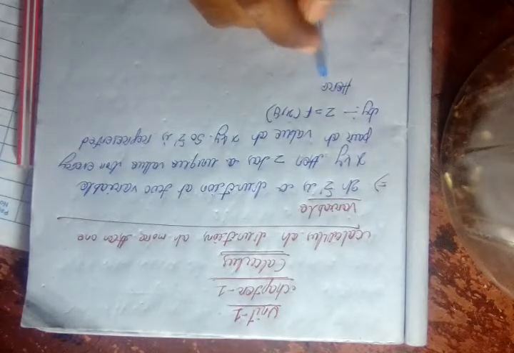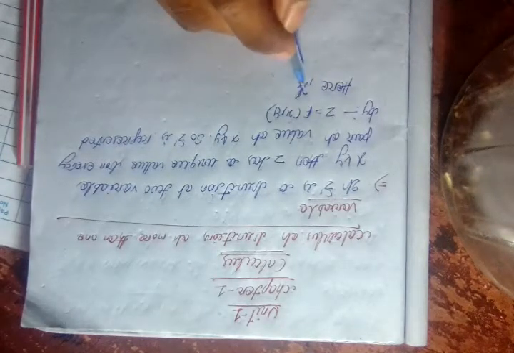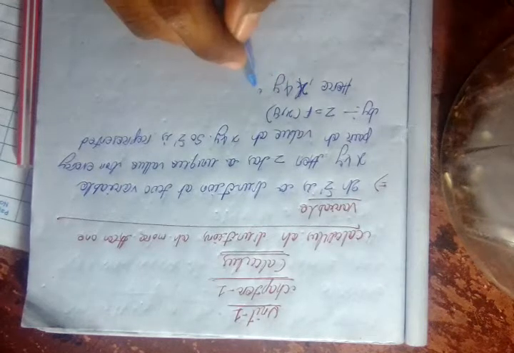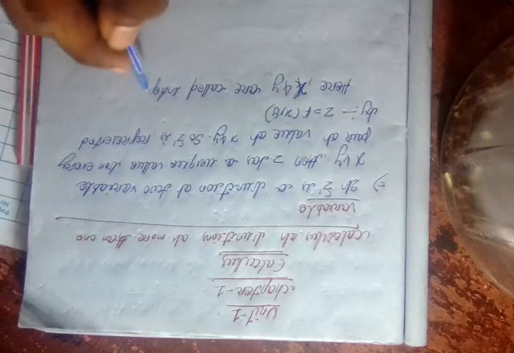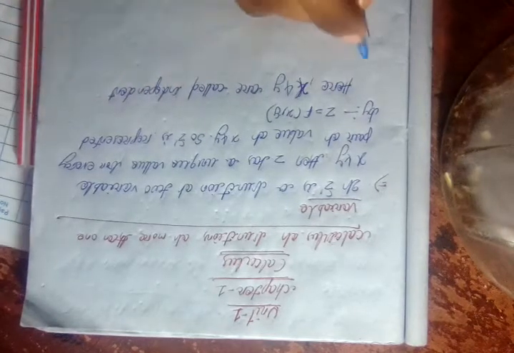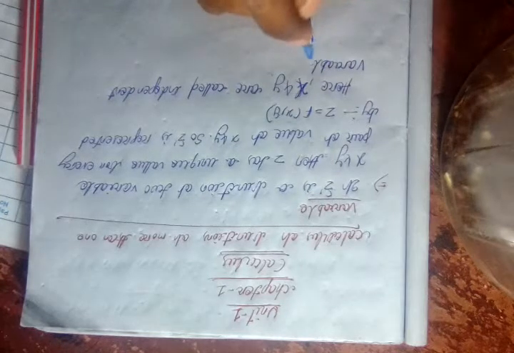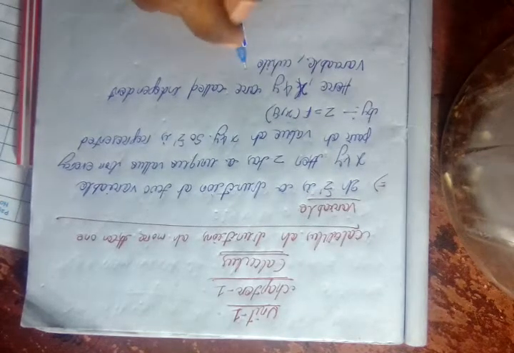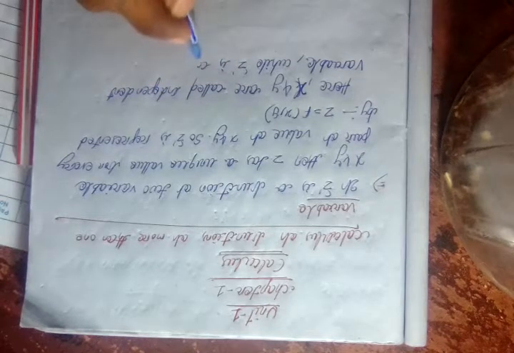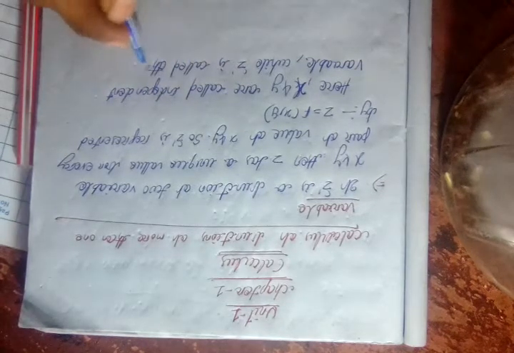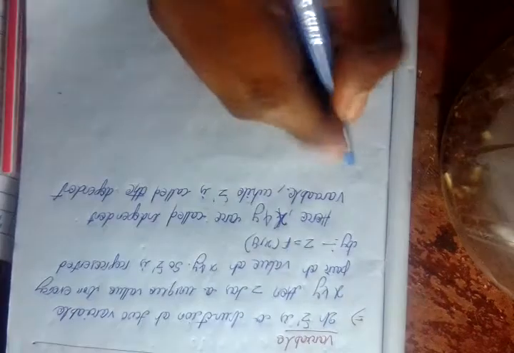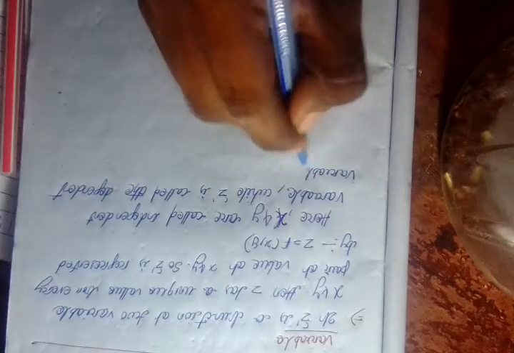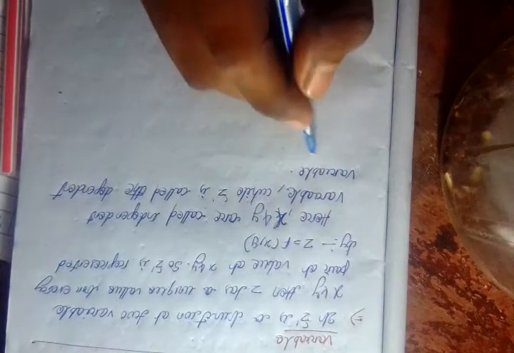Here x and y are called independent variables, while z is called the dependent variable.